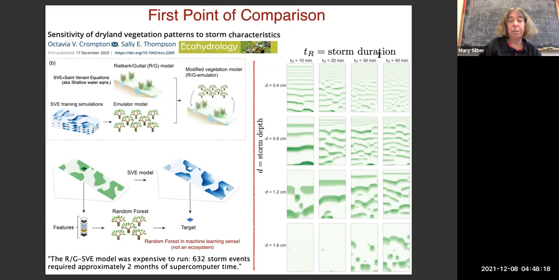Here's one of their plots looking at the patterns. They don't use periodic boundary conditions. They're looking at storm duration. We don't have that in ours because we said the storms are instantaneous, but they did look at storm depth, and they see a similar thing to what we're seeing, which is that as the storm depth increases, the spacing between the bands increases.